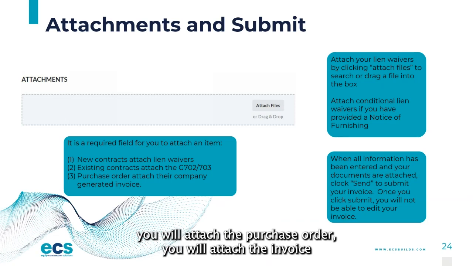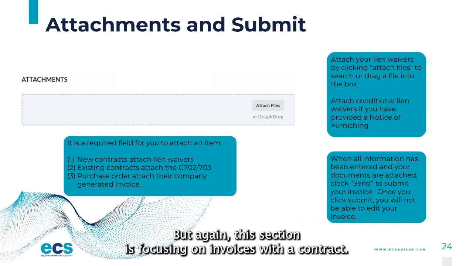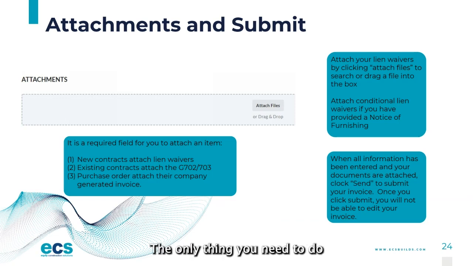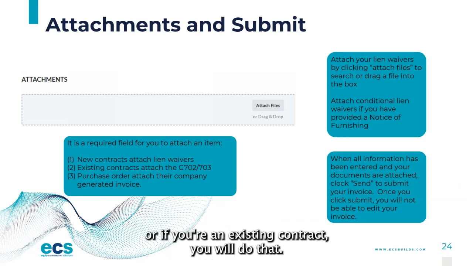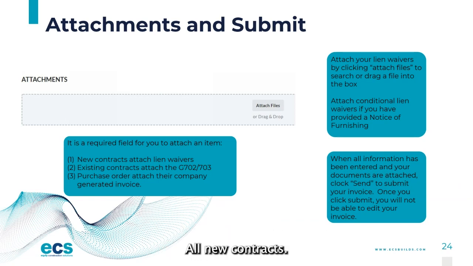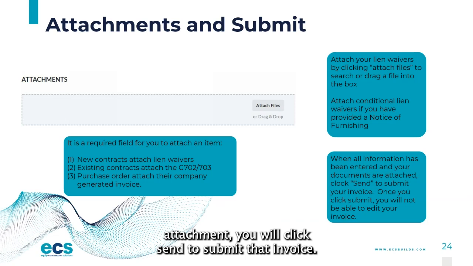You will attach the invoice that generates from your company for purchase orders. So those are the things that you will attach in the attachment field. But again, this section is focusing on invoices with a contract. So for invoices with a contract, the only thing you need to do is attach your lien waivers if you provided a notice of furnishing, or if you're an existing contract, you'll do that. All new contracts, you don't need to attach any more invoices for that system. So once you've done that attachment, you will click send to submit that invoice.